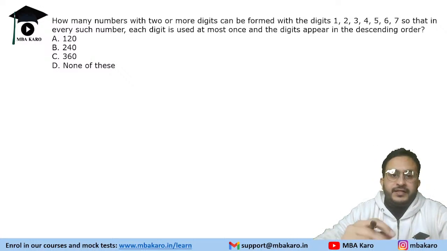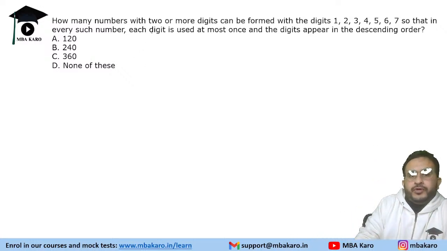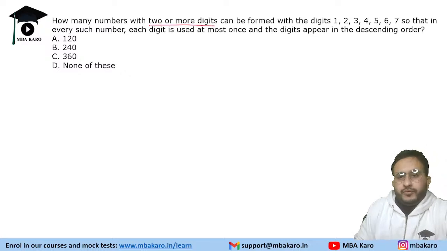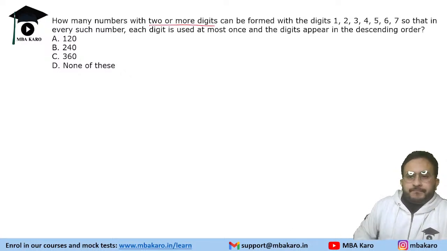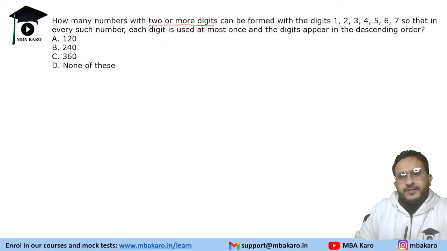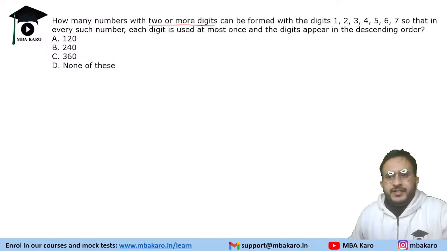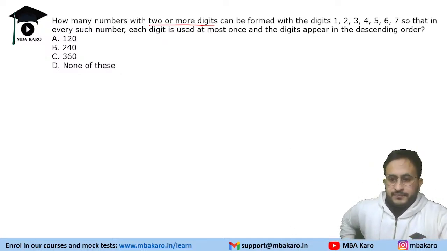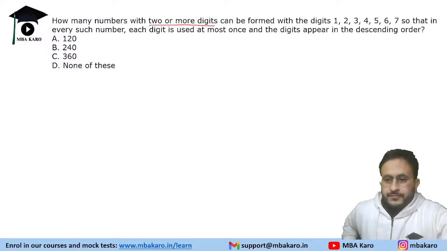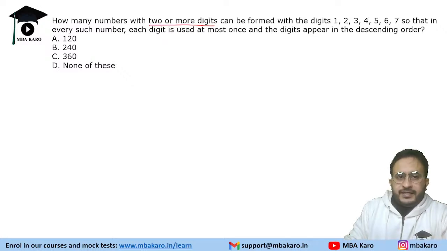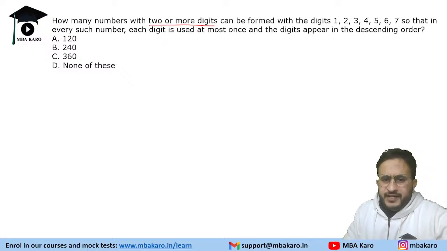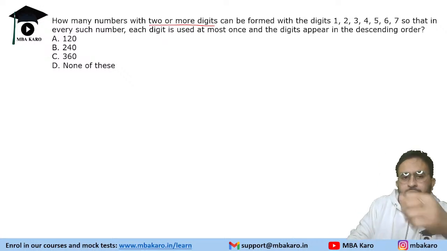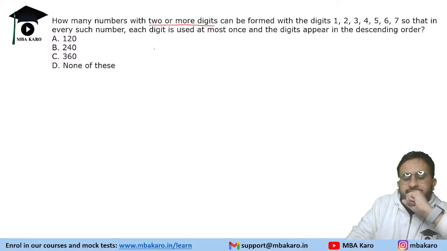So we need to find that 2 or more digits. We need to form numbers of 2 or more digits using the digits 1, 2, 3, 4, 5, 6, 7, so that in every number, each digit is used at most once and the digits appear in the descending order. Now, if you see this, for every digit we have two choices, right? So if we can select a digit.